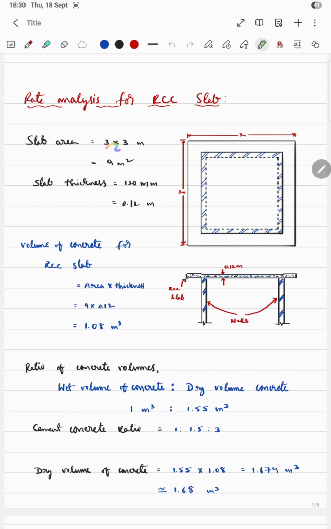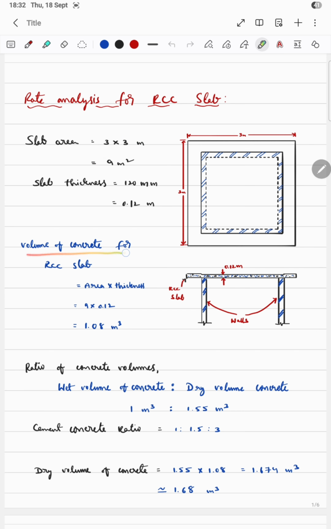Here we have been given slab dimensions of 3 by 3. That means length is 3 meters and width is also 3 meters. Slab thickness is given as 120 mm. The area of the slab can be calculated by simply multiplying the length and breadth of the slab. We have got 9 meter square as the slab area.